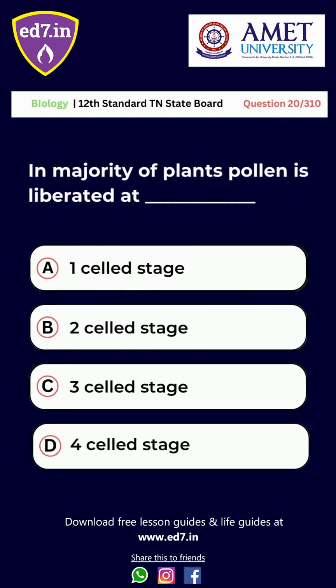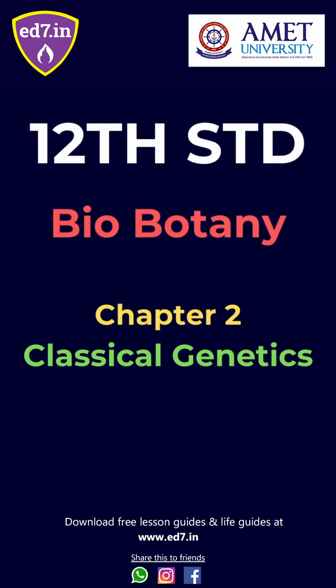Question number 20. In majority of plants, pollen is liberated at option A, 1 cell stage, option B, 2 cell stage, option C, 3 cell stage, option D, 4 cell stage. And the right answer for this question is option B, 2 cell stage. Chapter number 2, Classical Genetics.